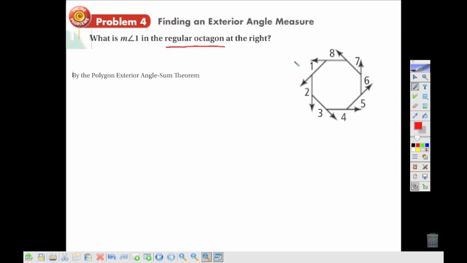So I might have a problem like this. I have a regular octagon. Again, regular means all of our angles are the same. All of the sides are also the same. And if I want to find the measure of these exterior angles, whichever one, here they're asking for angle 1, but it doesn't matter, they're all the same. I can just take 360 degrees and divide it by the number of sides. Here I have an octagon, there's 8 sides, and that will give me 45 degrees.